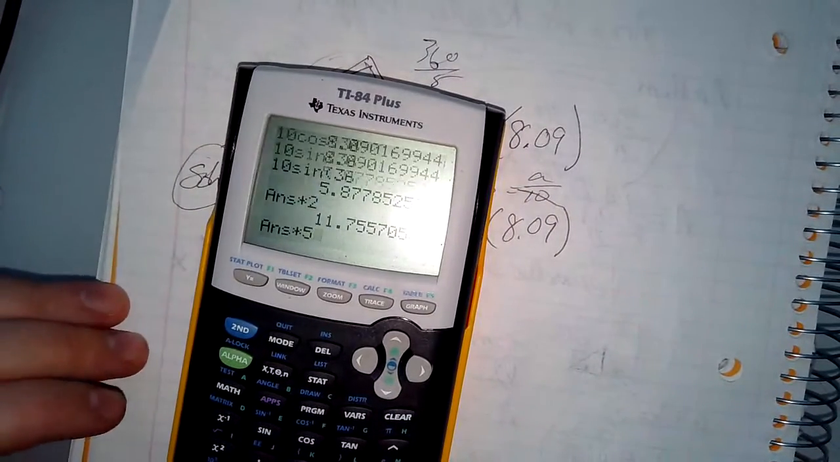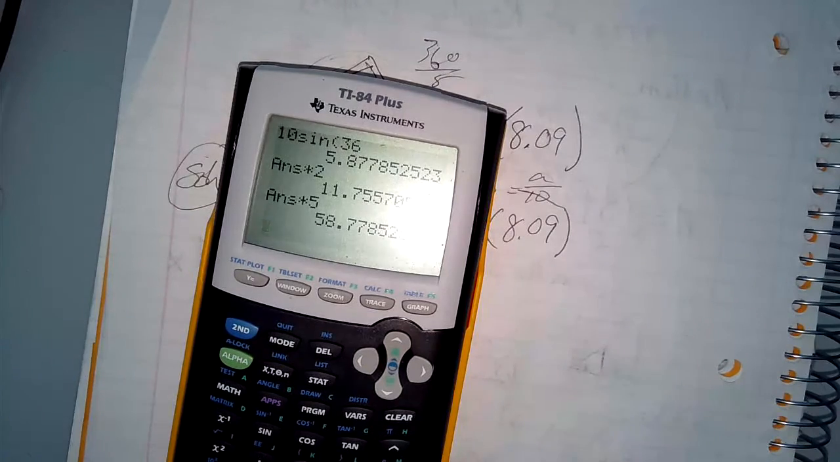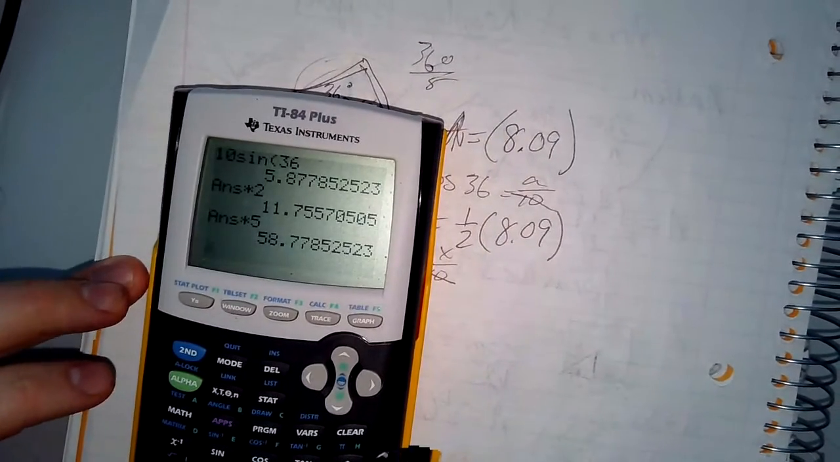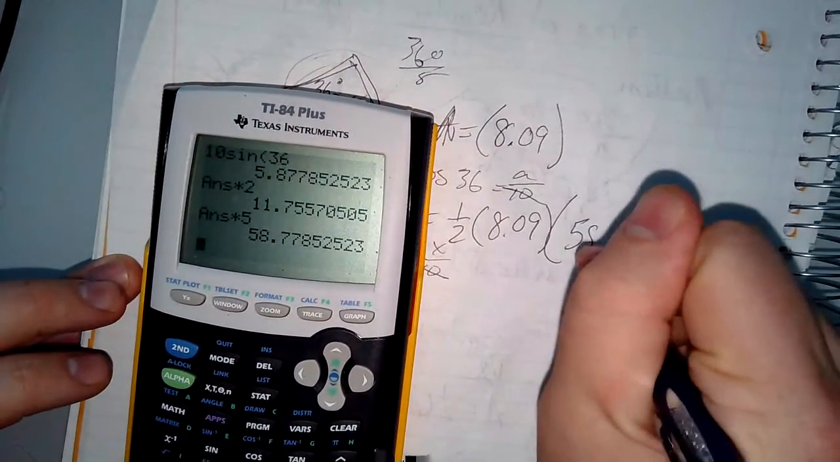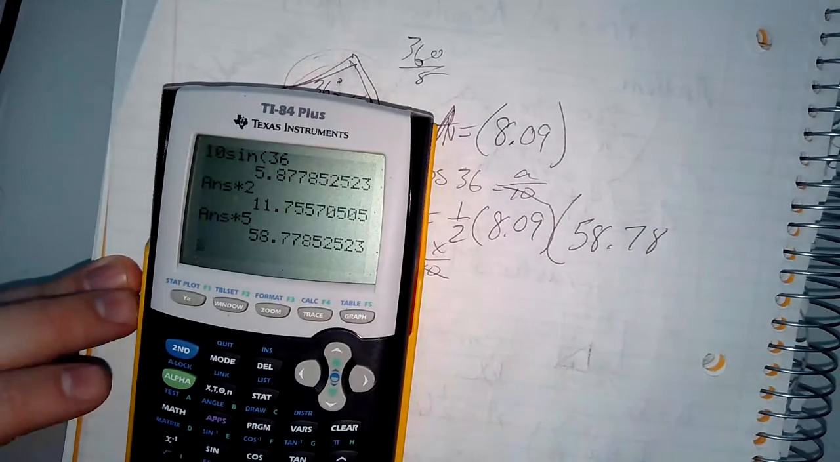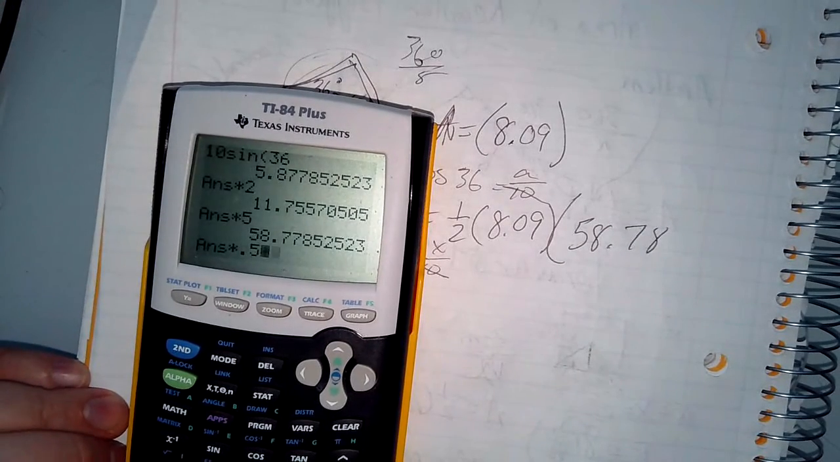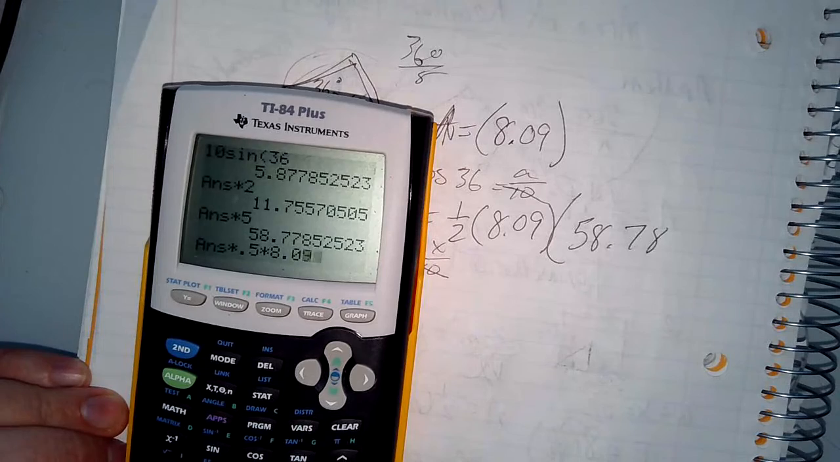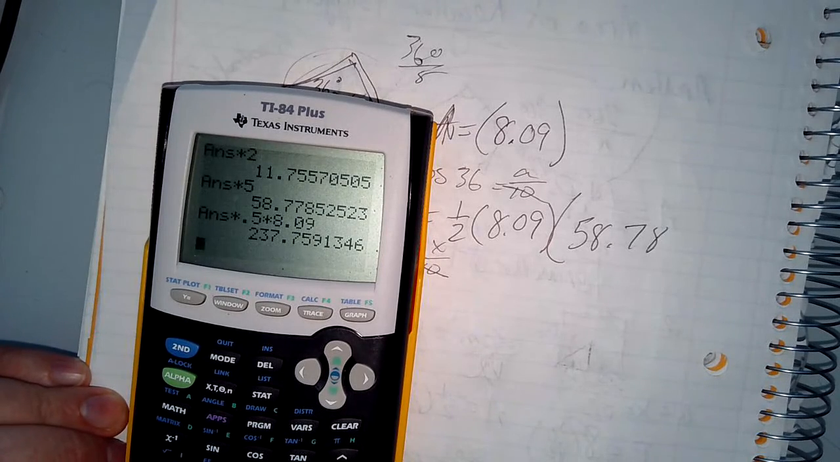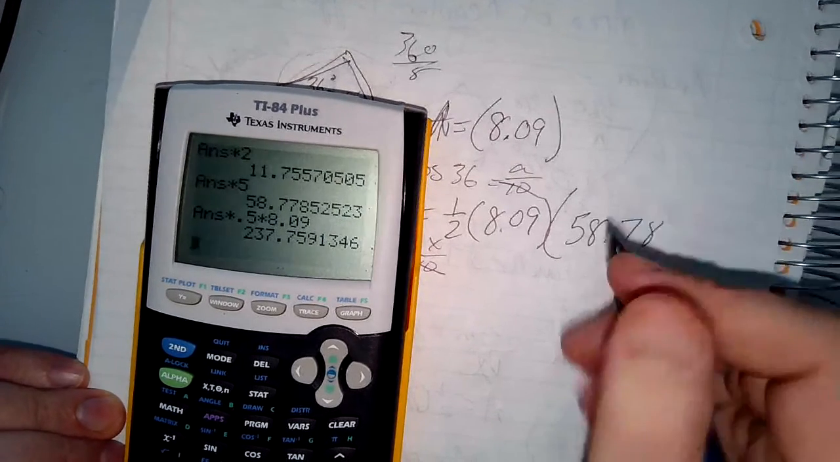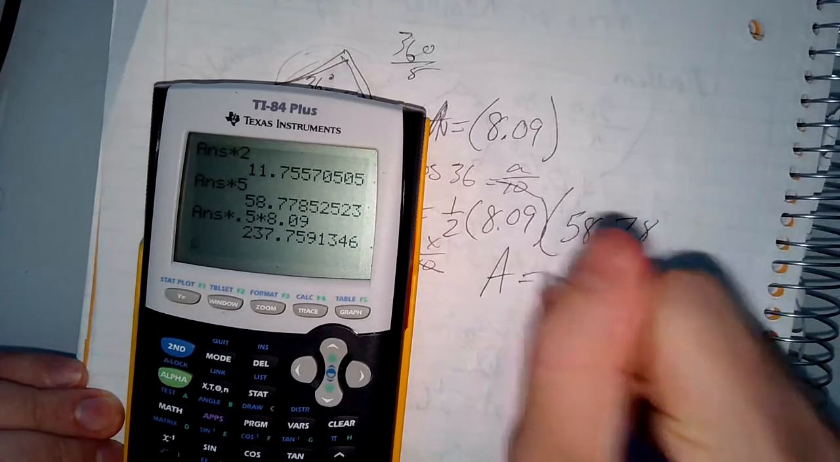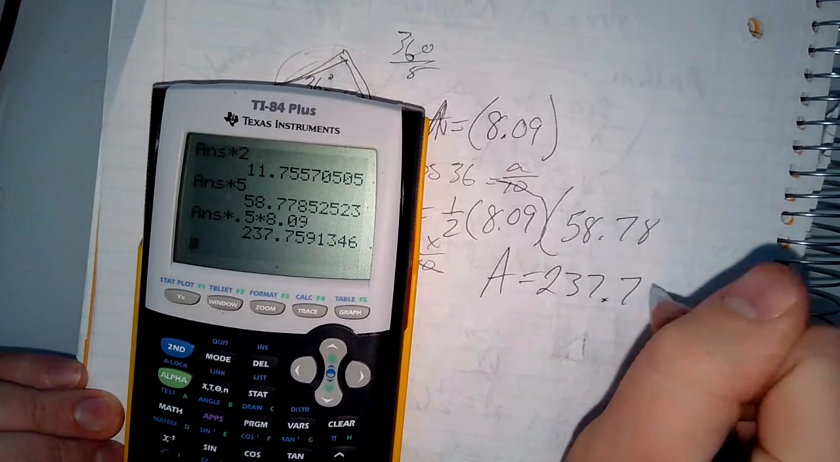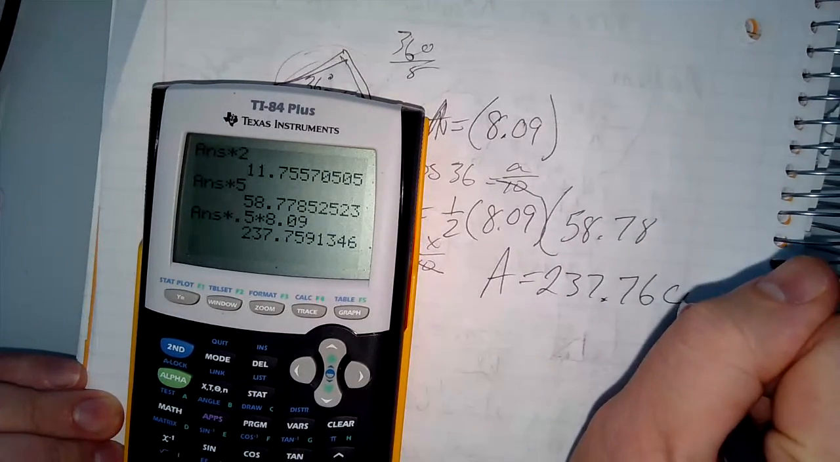58.78. So 58.78 times 0.5 times 8.09, and we get 237 and change. So we knew that the area is equal to 237.76 inches squared.